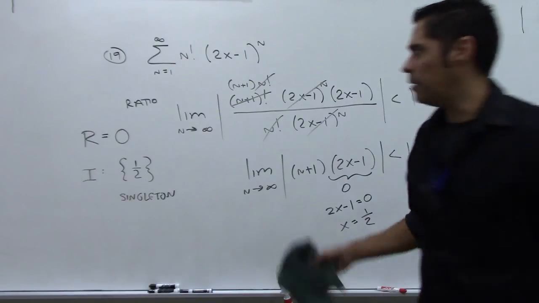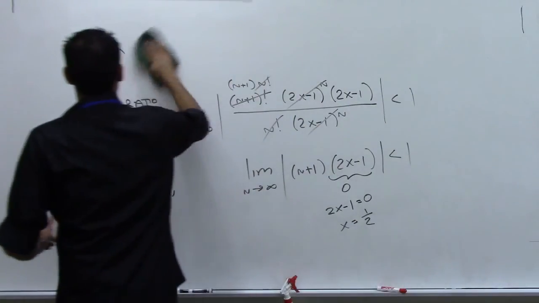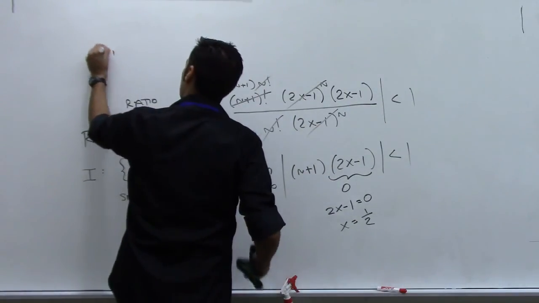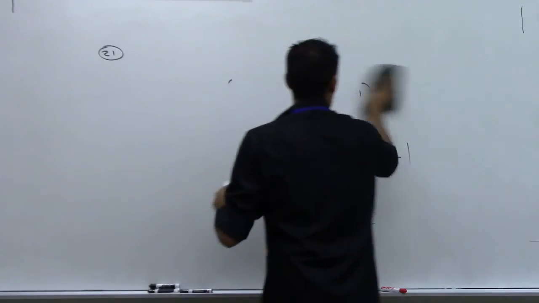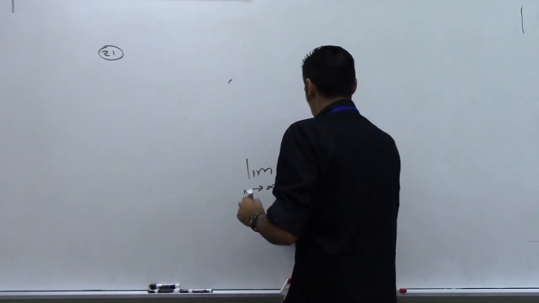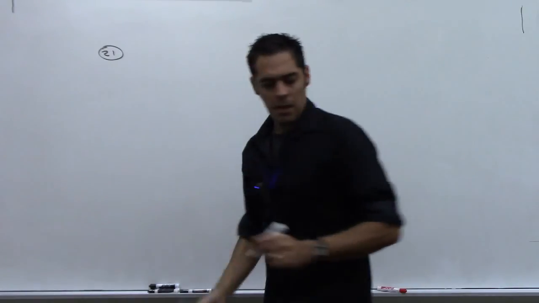Let's try 21, because that one looks interesting. We haven't done one of these in class. I did do something like this before on one of the previous sections' homeworks. It's because the formula is kind of weird, all right?